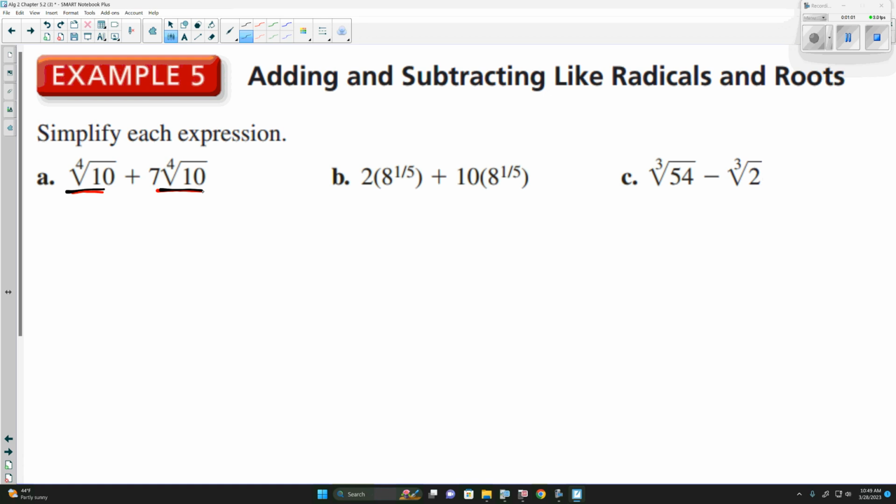Now, the first one, how many fourth roots of 10 do we have? We have one of them. The other we have 7. So if we add these two together, we would have 8 fourth roots of 10, because if we have 1 fourth root of 10 and we add 7 to it, we have a total of 8.